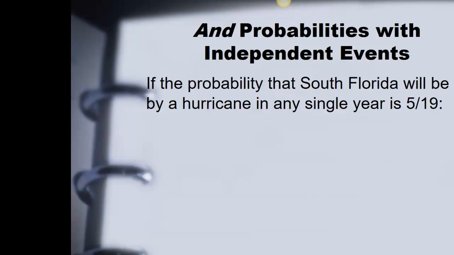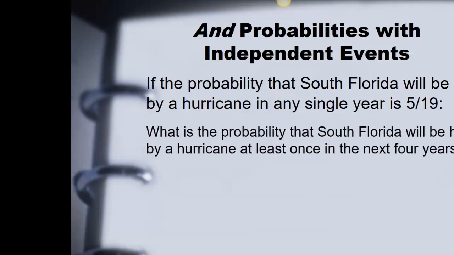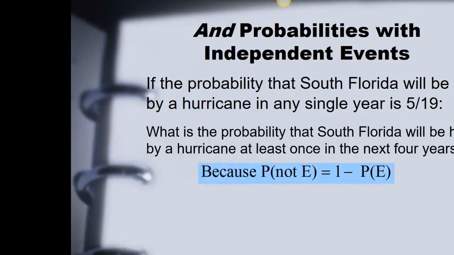Same starter here for this question. Now it says, what is the probability that South Florida will be hit by a hurricane at least once in the next 4 years? We have here, because P of not E is equal to, that means the event, 1 minus P of E.